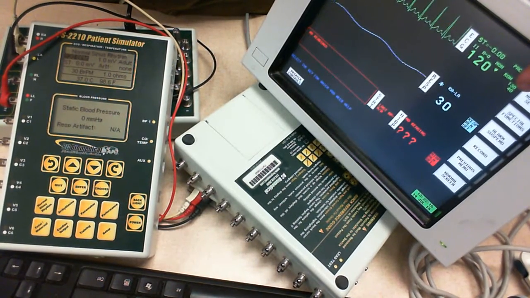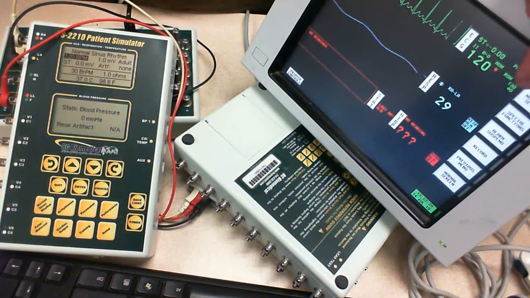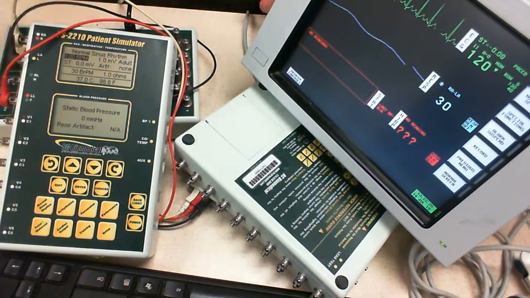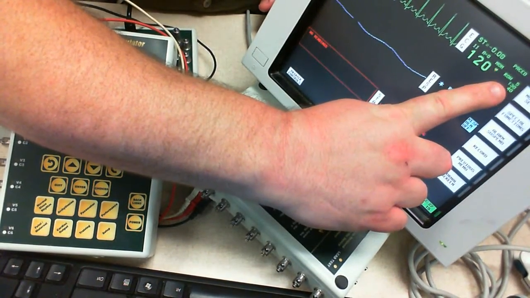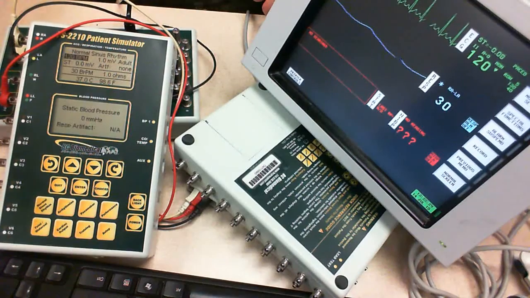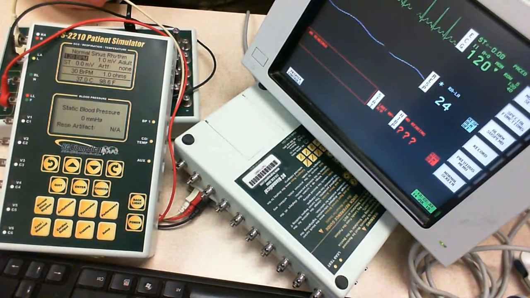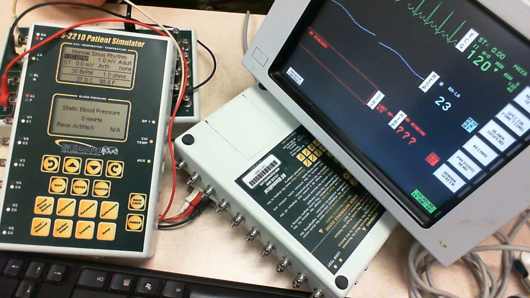The alarm limit to 130 and 40. So we could check those alarms. And those alarms are located right here. So notice here, 120 beats per minute, 120 beats per minute, right? Okay, so rate alarm, they've got 40 and 120.